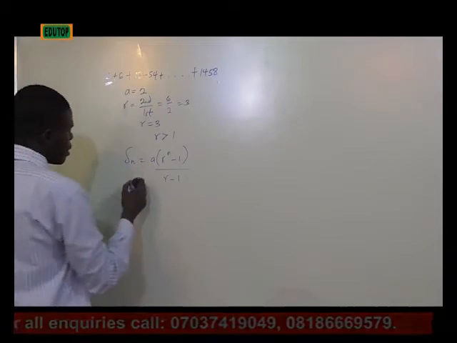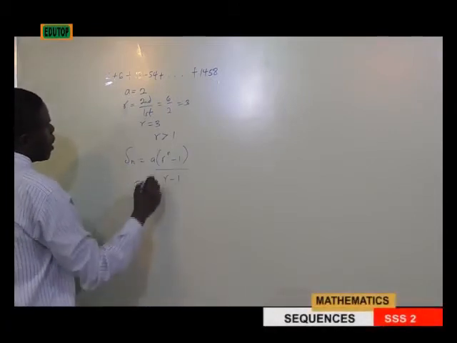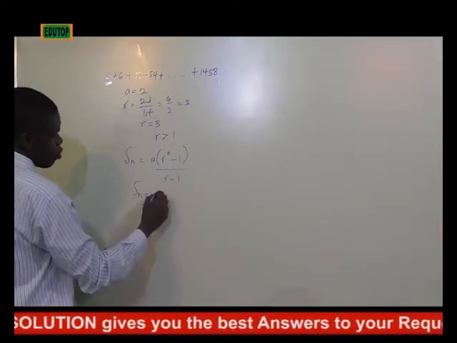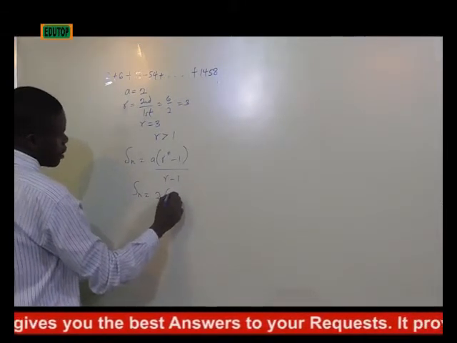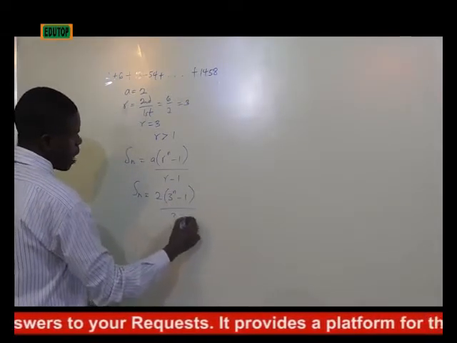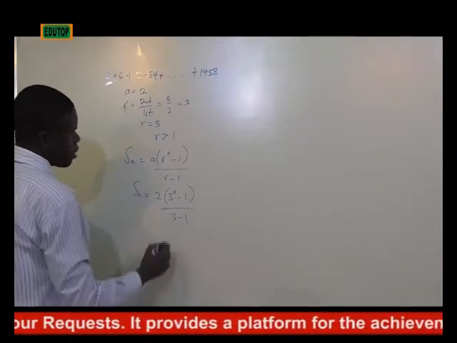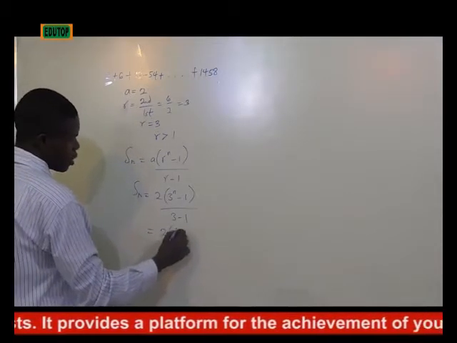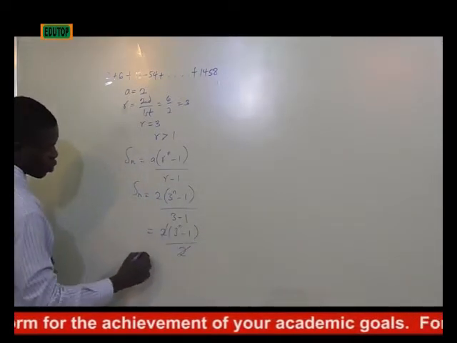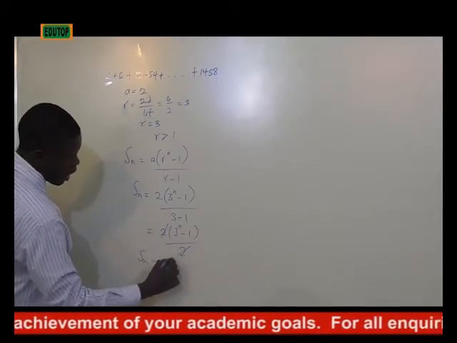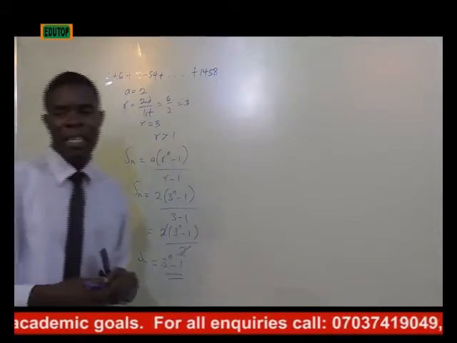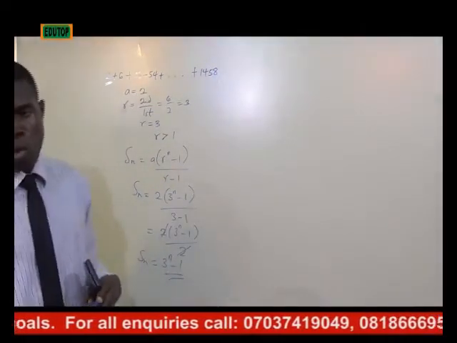So we have to look for the sum. Sn, we have our A is 2, then our R is 3, so 3 raised by n minus 1 over 3 minus 1. So here we have 2 into 3 raised by n minus 1 over 2, since our n is not given. Then 2 cancels 2. So Sn will be 3 raised by n minus 1, and that is our answer, since our n is not known.